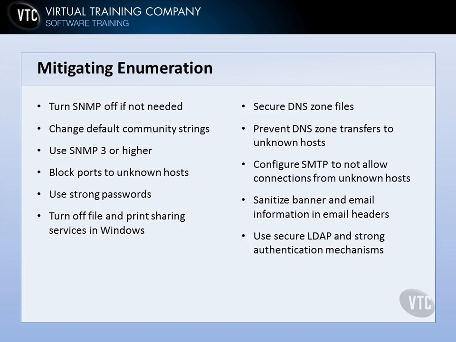So there's just some other things you can do to mitigate enumeration. And basically, you want to try to enumerate your own network so you can see what information it's giving up, and that'll tell you what information you need to secure.